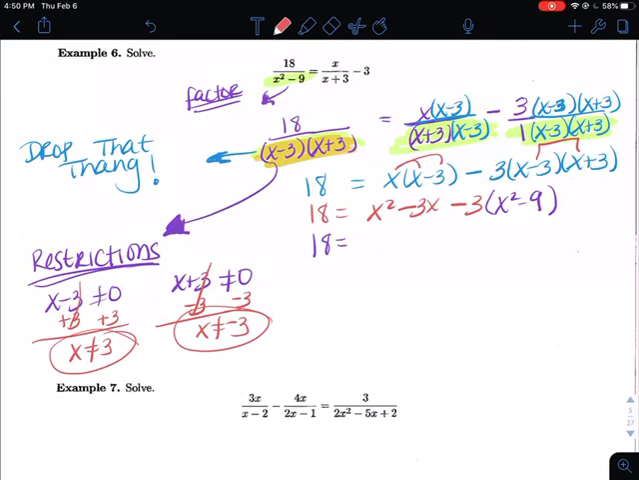All right, so going back to solving the equation, 18 equals x squared minus 3x. Distribute this negative 3. So this is negative 3x squared plus 27.